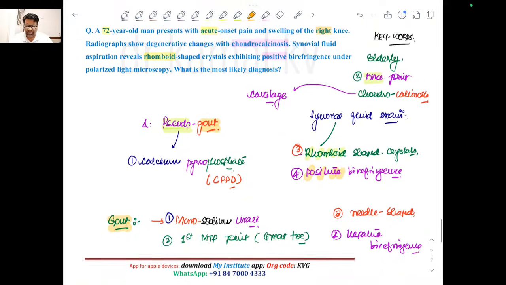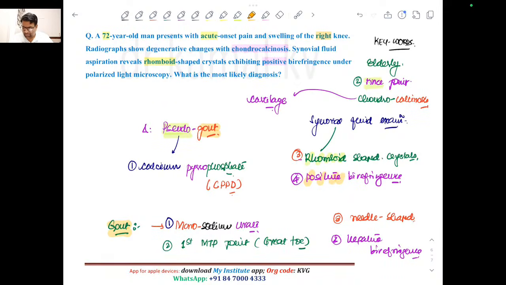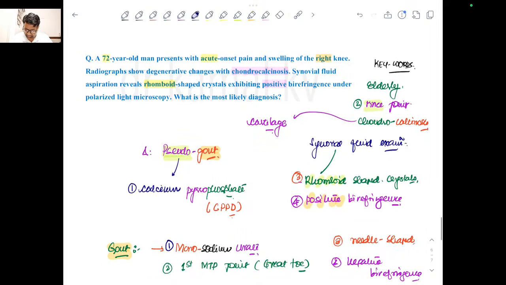and most of the times it is pretty easy to mark the answer, right? So it's not that different. Just look at the joint which is commonly involved, then the shape of the crystals, the type of birefringence, and obviously the substance which is deposited. So gout and pseudo gout, but yes, this time it was about pseudo gout.